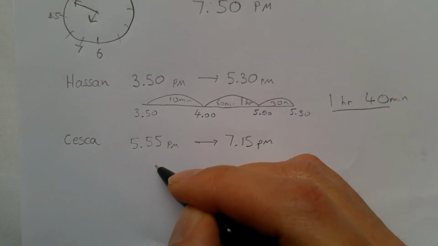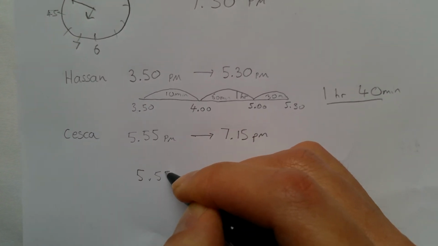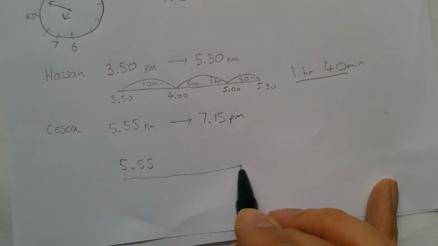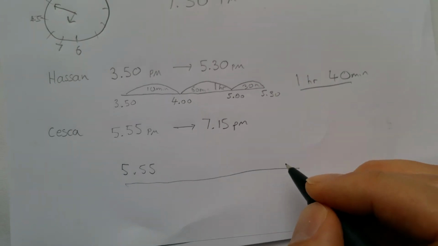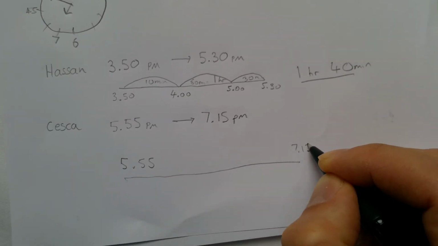So again, I'll start you off with a number line with 5:55 on it, and you're working all the way up to 7:15. Okay, off you go.